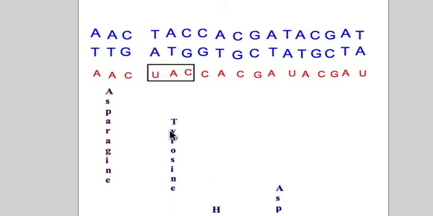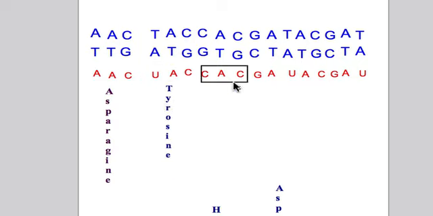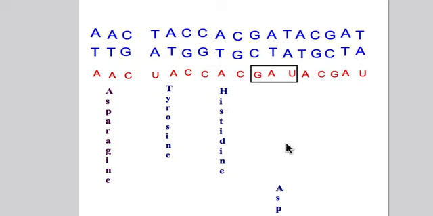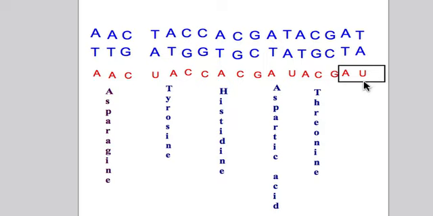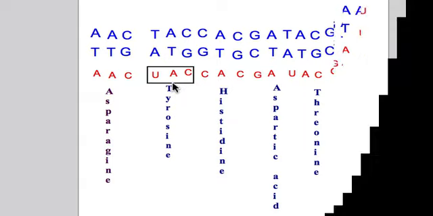So now we have UAC, which codes for tyrosine. We have our CAC, which codes for our histidine. We have our GAU, which codes for our aspartic acid, and our ACG, which now codes for our threonine. So if you look back, this sequence of amino acids is different than the original sequence of amino acids. And this would go on until we reach the stop codon or until we got to the end of our sequence of mRNA. So that's a frame shift. You are just changing the frame that you're seeing that's being read because of an insertion or deletion mutation.